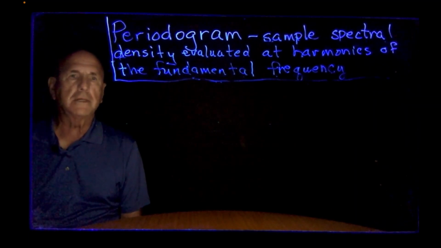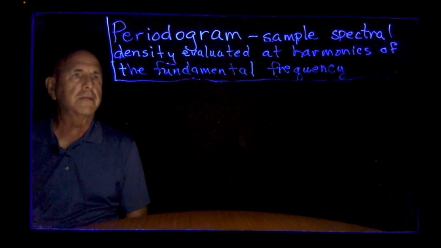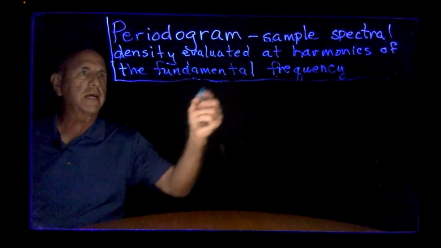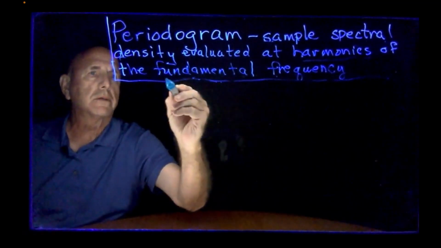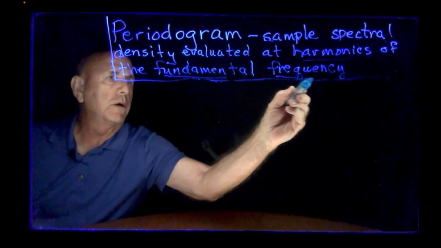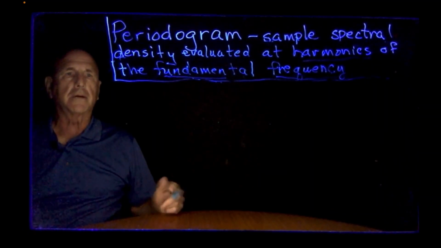It's nothing new. It's actually the sample spectral density evaluated at harmonics of the fundamental frequency. Well, we know what the sample spectral density is, but we haven't defined the harmonics or the fundamental frequency. So I'm going to define these topics, and then we'll talk a little more about the periodogram.